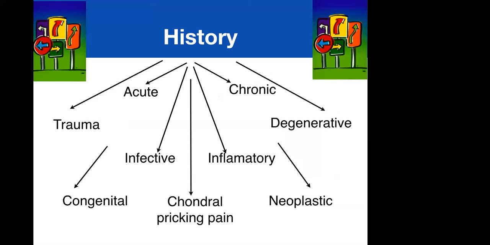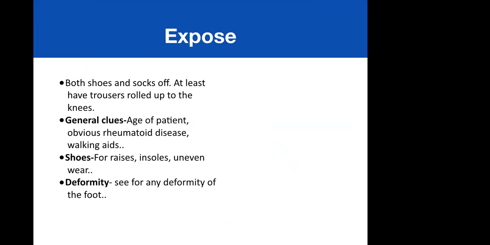Before you start your foot and ankle case or examination, you have to listen to the patient. That's very important, that you keep quiet and you listen. So in history, it can be acute or chronic. It can be traumatic, congenital, infective, inflammatory, neoplastic, or degenerative. Sometimes it can be a chondral type of pain. What is the deformity, any neuromuscular things. So it's very important that you listen to the patient and ask pertinent questions.